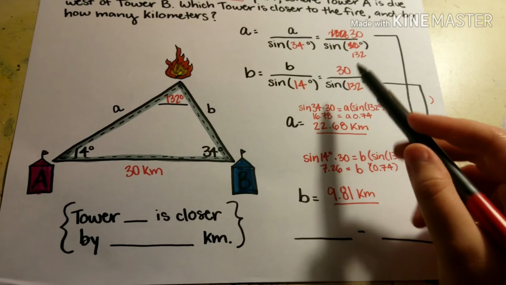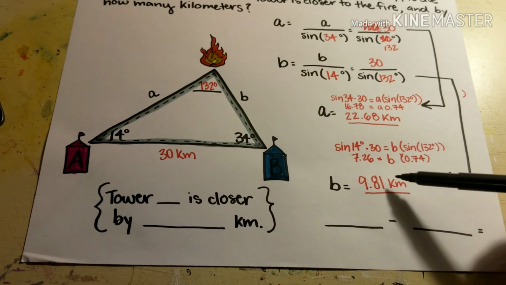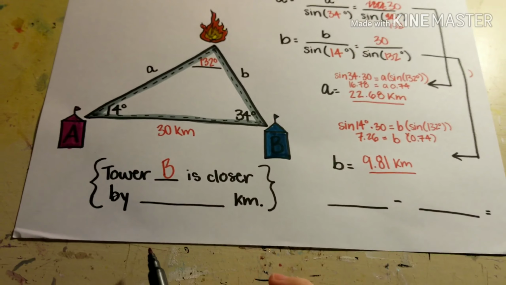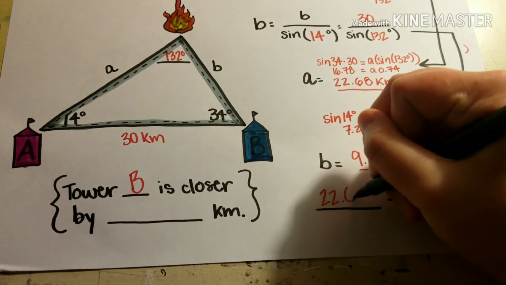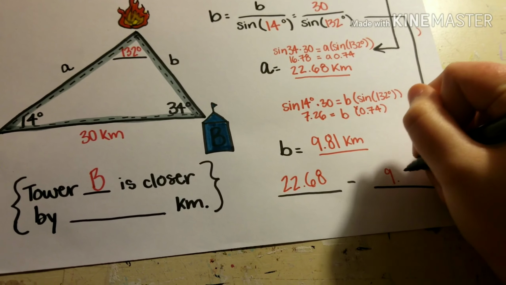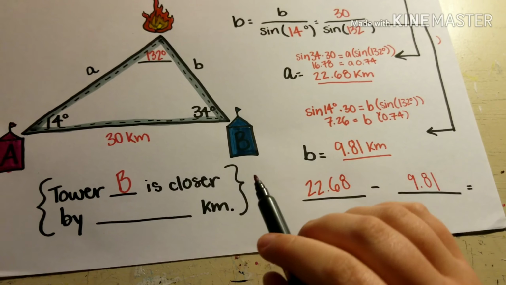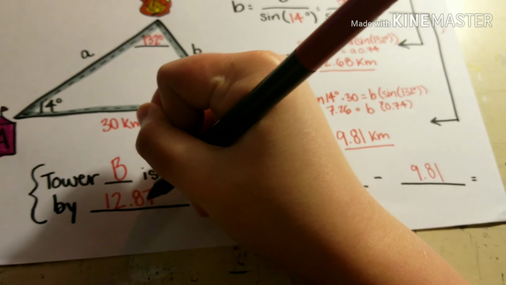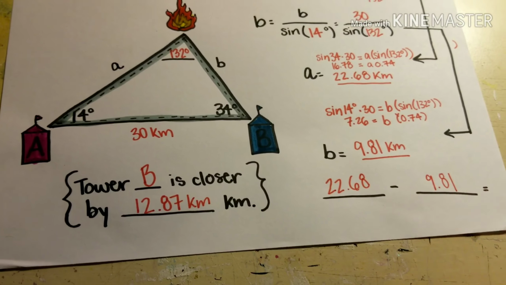So now that we know the side lengths, we have to figure out which tower is closer. So B is obviously a shorter distance, so that means tower B is closer. We're supposed to know by how many kilometers. So you just subtract the distance of A and the distance of B, and that will give you 12.87 kilometers.